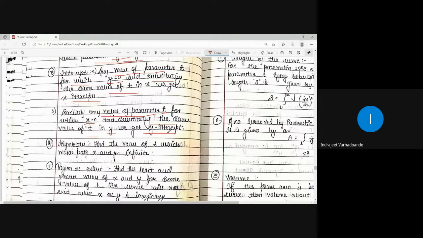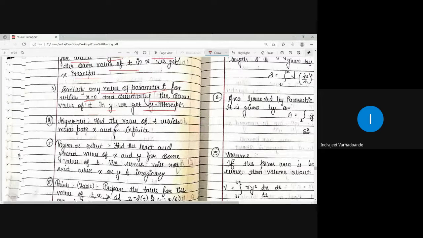So for that particular value of t, we will be requiring the y-intercept. Asymptotes: find the value of t which makes both x and y infinite. So an asymptote is nothing but a tangent to the given curve at infinity. So we will be finding that value of t which will make both x and y infinite.